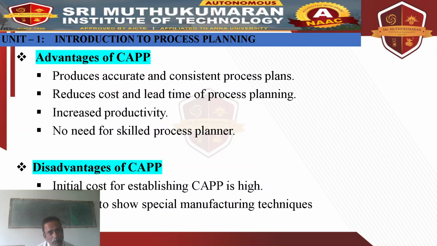The advantages of computer-aided process planning: it produces accurate, consistent plans. It reduces the cost of process planning. It reduces the lead time of process planning. It increases the productivity of process planning. There is no need for a skilled process planner. The main disadvantage of computer-aided process planning is the initial cost involved in establishing the computer-aided process planning setup, and also the inability to source special manufacturing techniques.